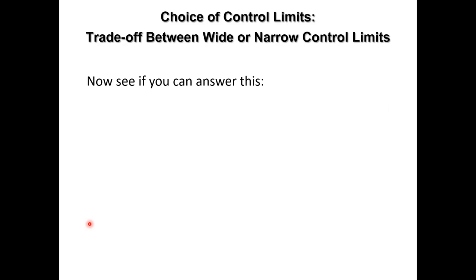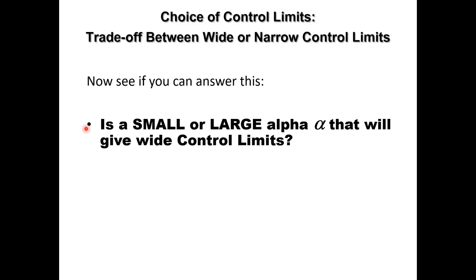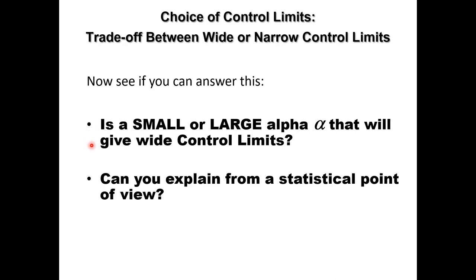Now, see if you can answer this question. Is it a small or large alpha that will give wide control limits? Give this a thought. Larger meaning something close to 0.05 or 0.1. Smaller meaning like 0.01. So you decide: if you want to come up with a wide control chart, are you going to have a small or large alpha? That's the first question.